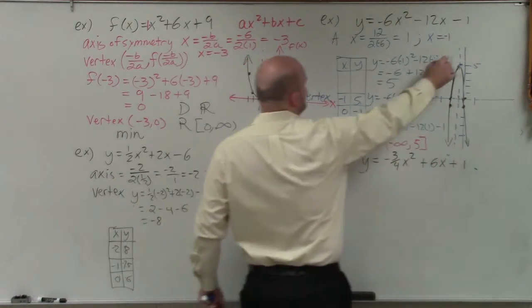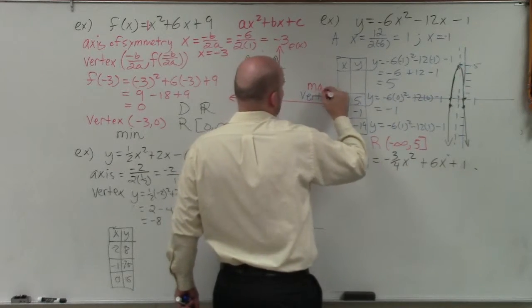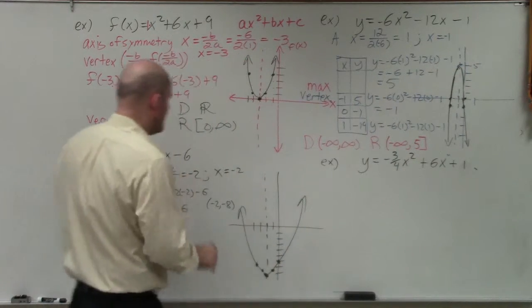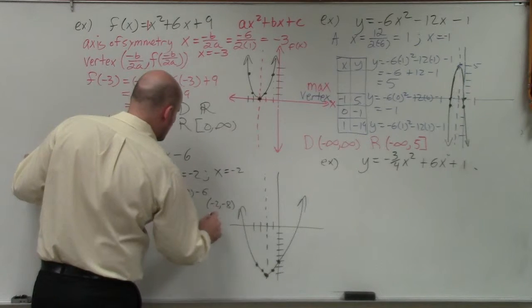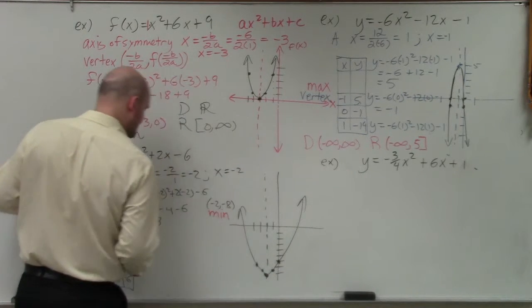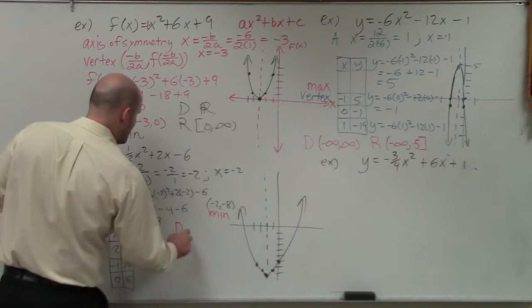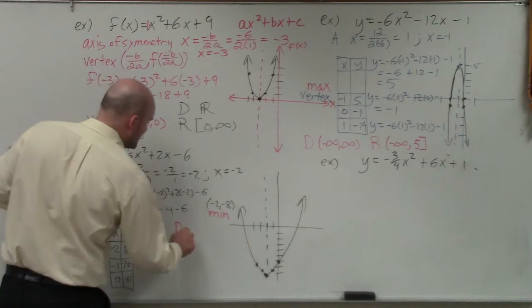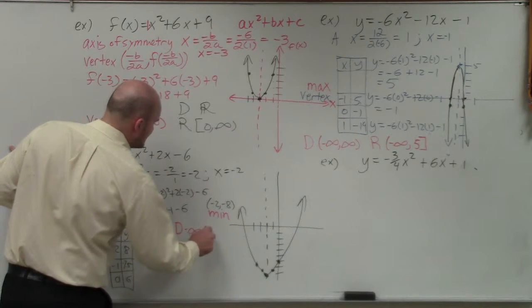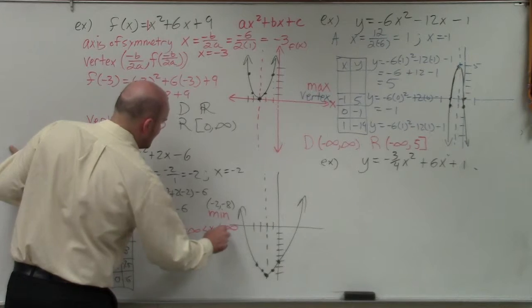You can see that that is the highest point. So I'm going to write that as a max. Whereas over here, my vertex is the lowest point. So that is a minimum value. The domain of this is going to be all real numbers. So again, I could write that as -infinity is less than x, which is less than infinity.